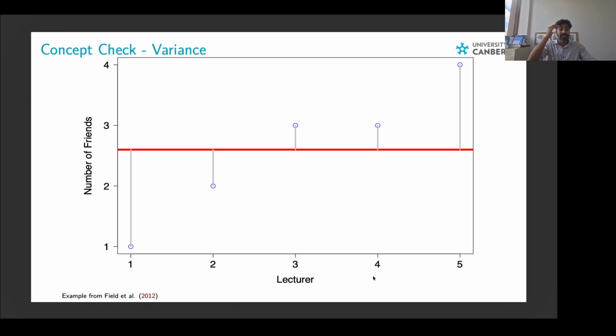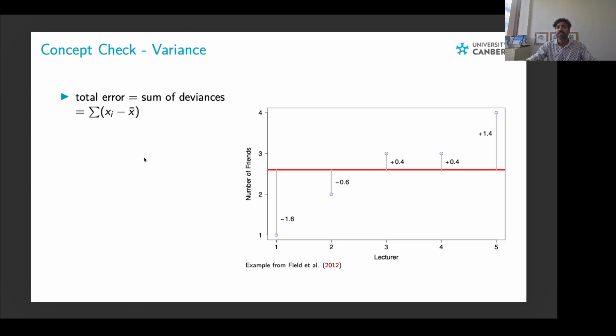What you can see here is that there's a difference between each of these lines. I think I've got a nice slide here. Yes. So when we're looking at this average line, we could ask ourselves, what's the total error that we see here? This is called the sum of the deviances, but don't worry too much about that. Really it is a measure of the error. So we have our line of best fit, which we're using the average for in this case, and we're plotting it at 2.6. And we ask each of these lecturers, how does this reflect how many friends you have?